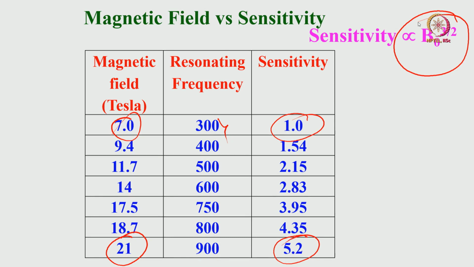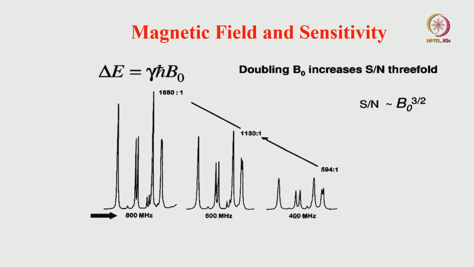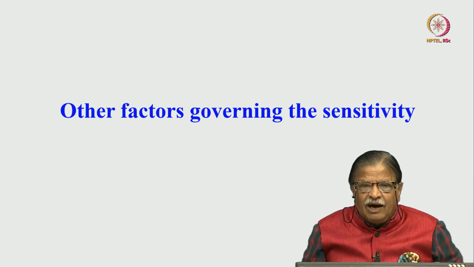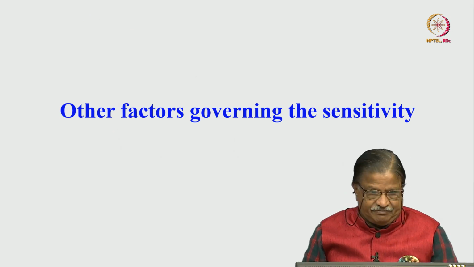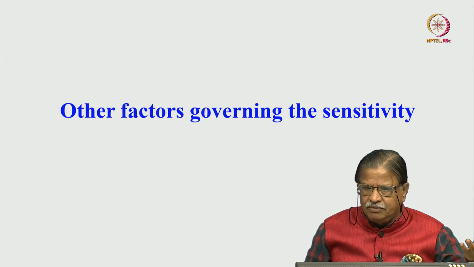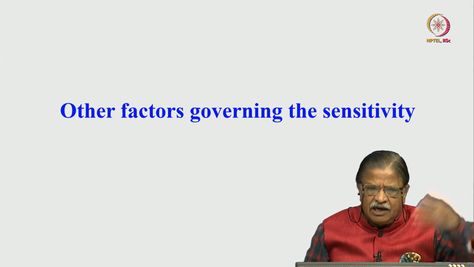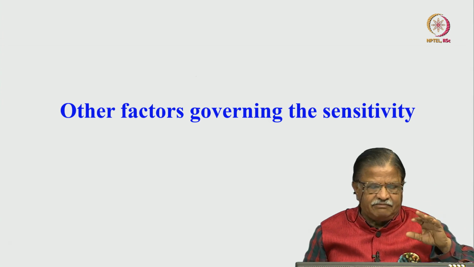So if I change the magnetic field, the magnetic field to the power of 3 by 2 is the enhancement in the sensitivity. So sensitivity depends on the magnetic field. That is one thing which I have to understand. As I said, the sensitivity of the detection depends upon the strength of the magnetic field. Okay. Now what are the other factors that are governing the sensitivity? One is magnetic field, I told you, because the energy separation is larger, the population difference is more, more sensitivity, fine.